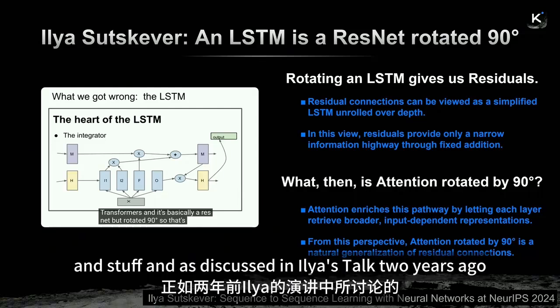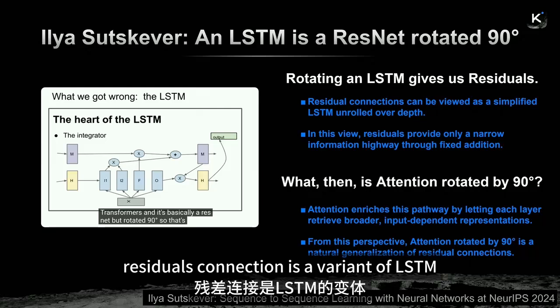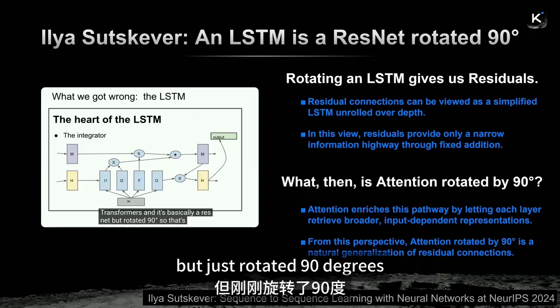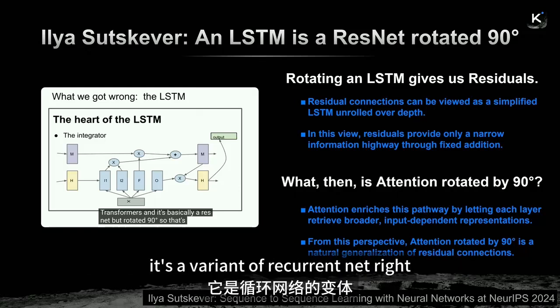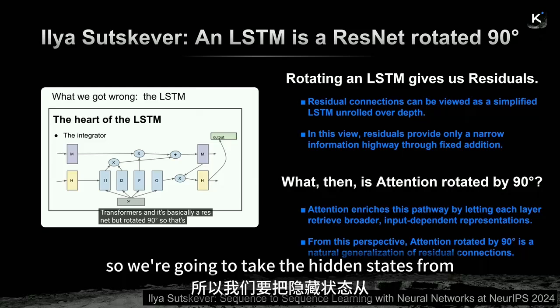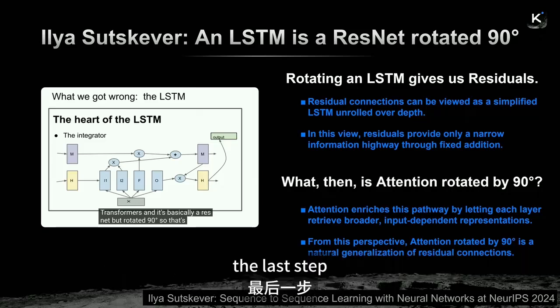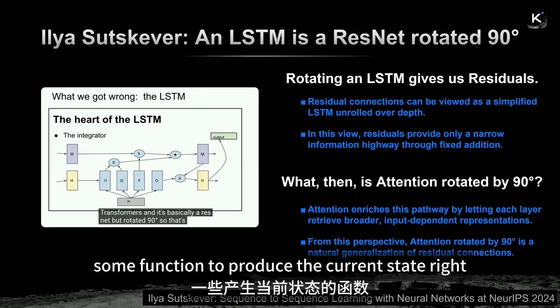And as discussed in Ilya's talk two years ago, residual connection is basically a variant of LSTM, but rotated 90 degrees. How do you understand this? LSTM is a variant of a recurrent net, a recurrent model process. We take the hidden states from the last step, and then we have some gating mechanism, some function, to produce the current state.